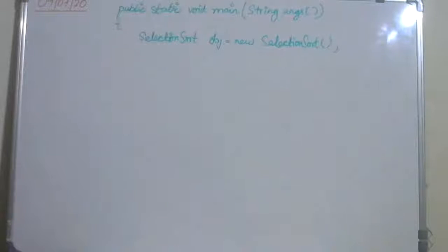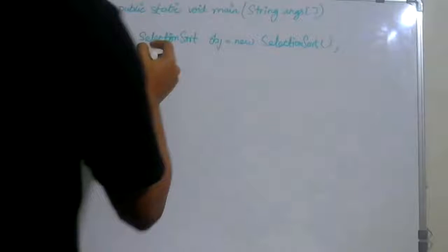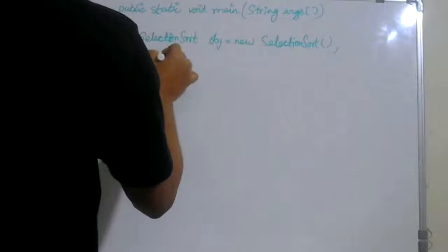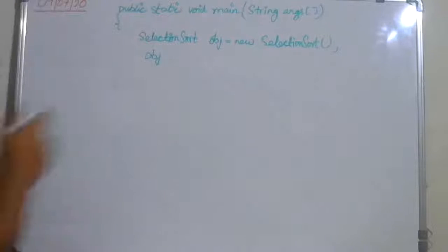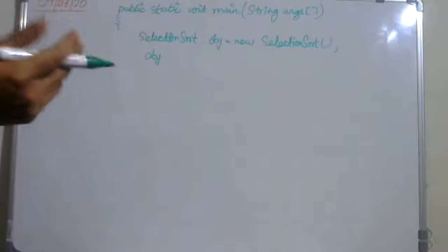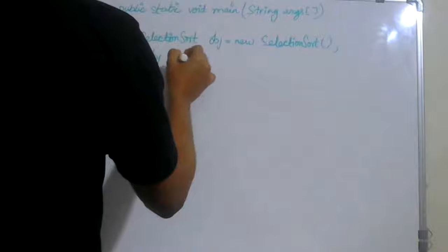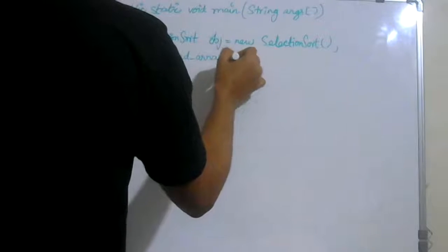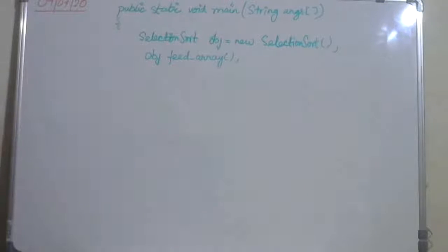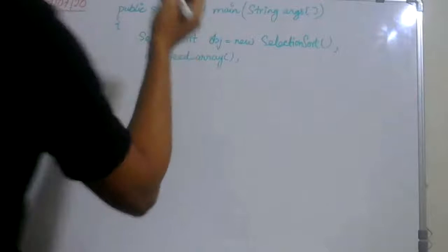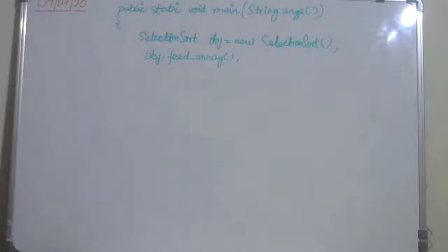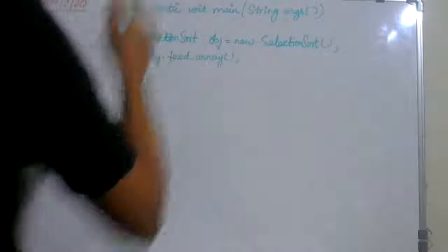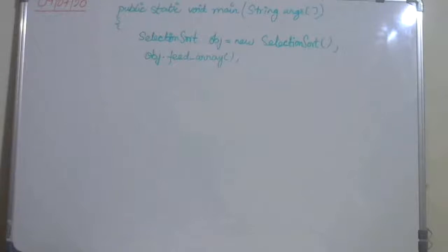Now that we have an object, we will call the methods in the class using this object. The first function that we are going to call is feed array, obviously, because we need elements before we are going to sort. So we call feed array. Once feed array is executed, we now have elements inside our array that was defined in the class itself.